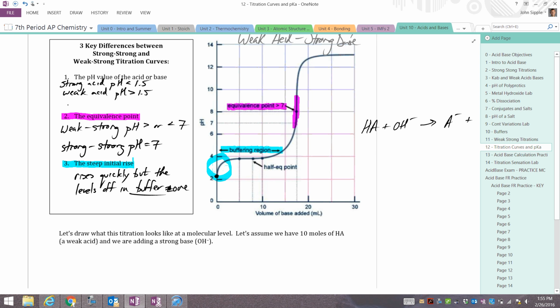And the base works very similarly. If you have a strong base, that initial pH is going to be greater than 12.5. And if it's weak, that pH will be less than 12.5 or thereabout. And this should say initially. That helps you identify what you have going on in solution.